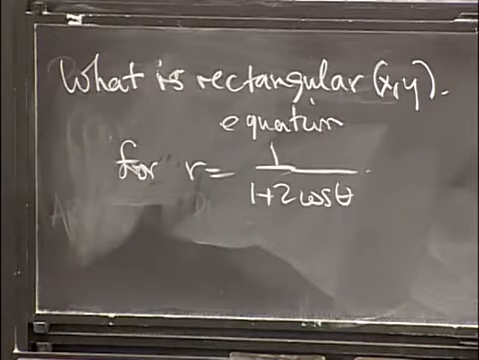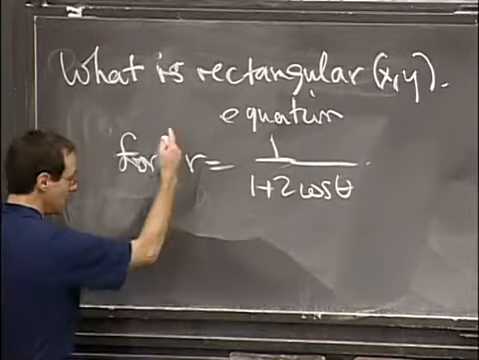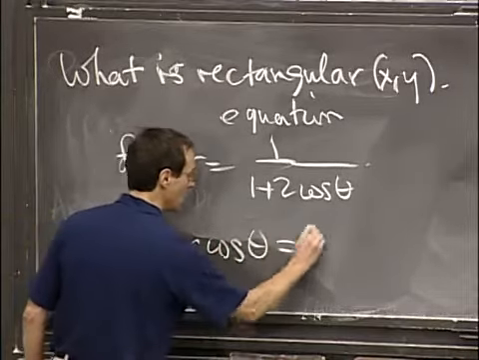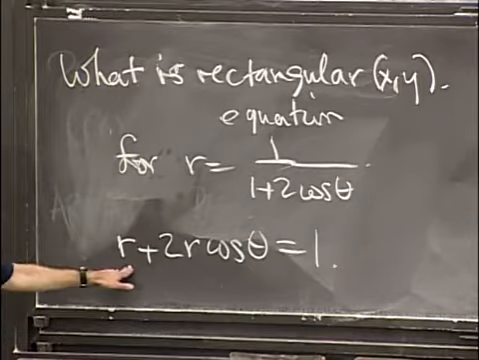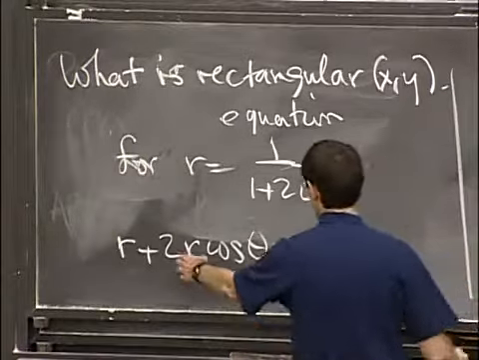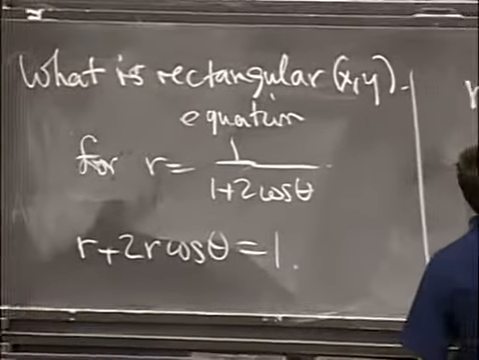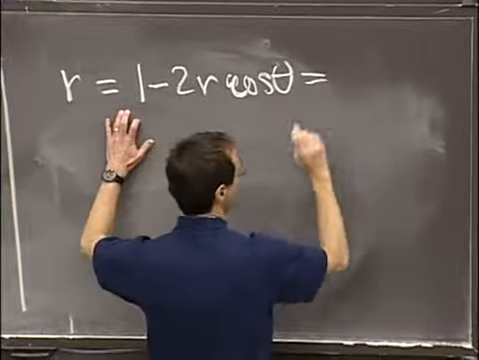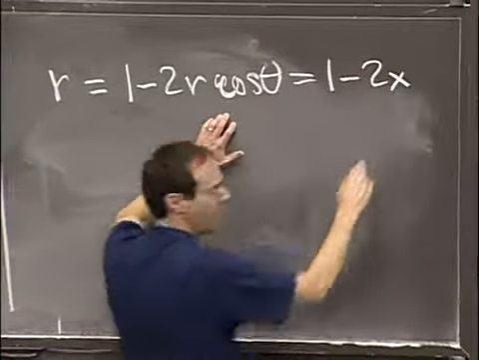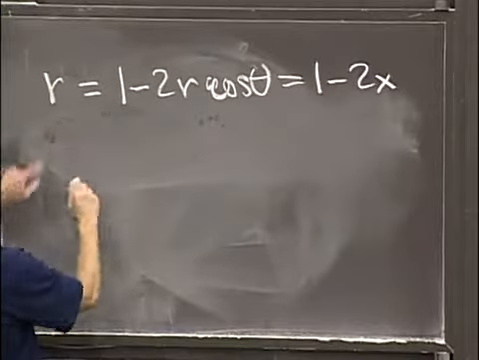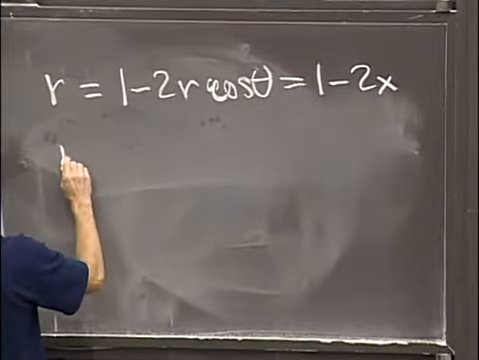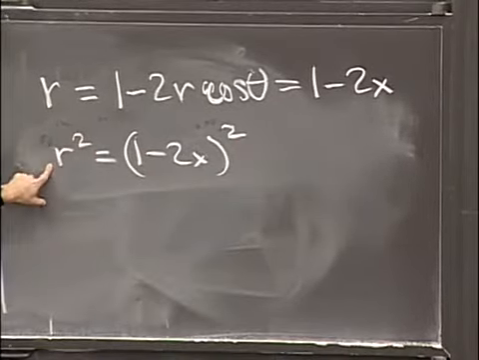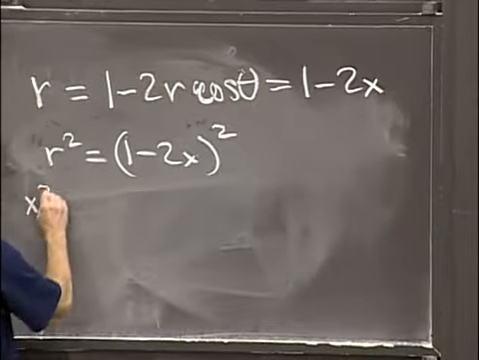And let's see what it is. Well, first I'm going to clear the denominator here. This is r plus 2r cosine theta equals 1. And now I'm going to rewrite it as r equals 1 minus 2r cosine theta. And the reason for that is that in a minute I'll explain to you why. This is 1 minus 2x. And this guy I'm going to square now. I'm going to make this r squared equals (1 minus 2x) squared. And now with an r squared, I can plug in x squared plus y squared.